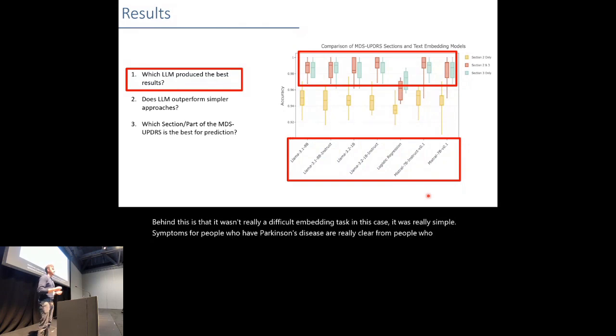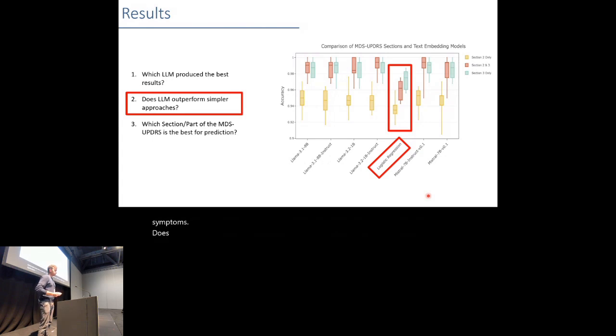What we're interested in is the actual added context that the LLMs can understand in saying that this symptom is similar to this symptom, and these patients are closer than patients who might have a different set of Parkinson's disease symptoms. Does the LLM outperform simpler approaches?